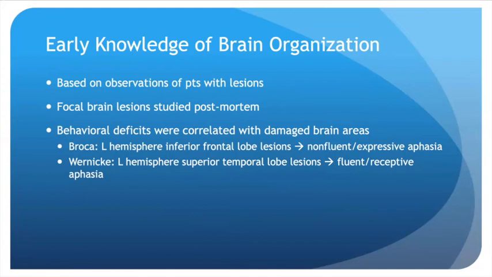So as you're aware, Broca's area is in the left hemisphere, inferior frontal lobe area, and then Wernicke's area is left hemisphere, superior temporal lobe area. Damage to each of these regions resulted in linguistic deficits. The disadvantage, of course, at this time was that you have to wait for the patient to die in order to correlate behavioral, neurologic, and neuroanatomical findings.